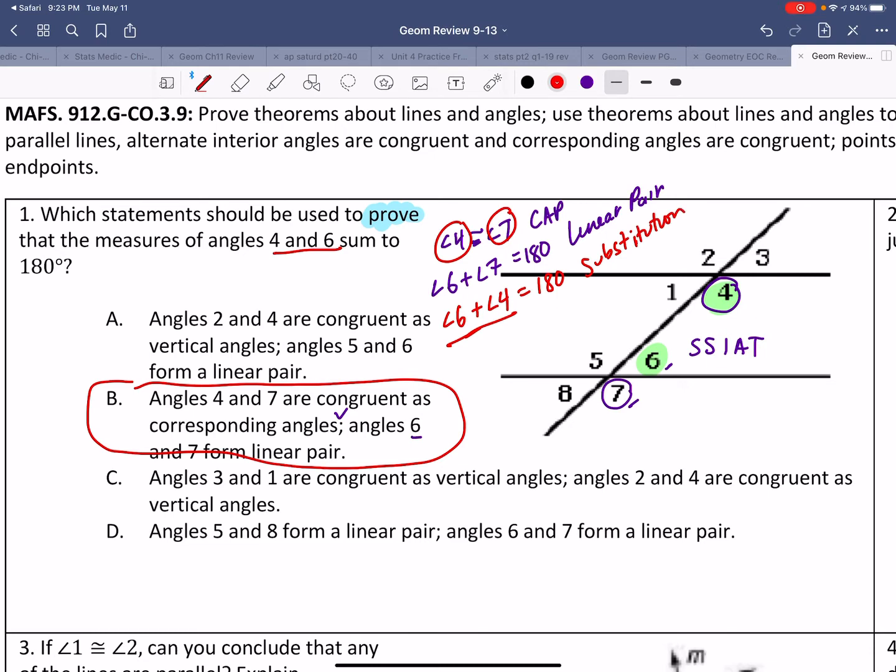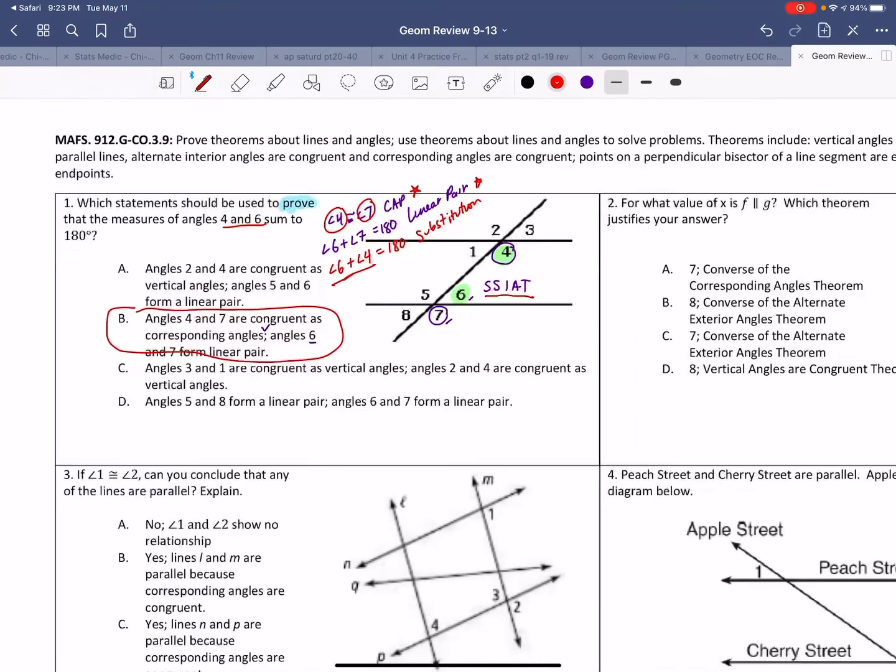So let's still read C, because we've got to make sure. Angle 3 and 4 are congruent. 3 and 1 are congruent because they're vertical. I agree. And angle 2 and 4 are vertical. Yeah, but that doesn't help me prove 4 is congruent to 6, or not congruent, but that they add up to 180. So for D, they said angle 5 and 8 are a linear pair. Okay. Angle 6 and 7 are a linear pair. That's great. Those are true, but that doesn't help you prove it across. So definitely we like B: corresponding angle postulate and linear pair can be used to prove the same side interior angle theorem. Question number 2.